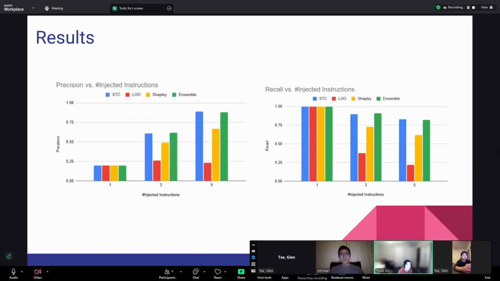So here we could see the number of injected instructions versus precision and recall. As we increase these injected instructions, precision does increase, with STC and Ensemble dominating LOO and Shapley. And then the same trend goes downwards, but a little bit less steeply, for recall, with STC and Ensemble still dominating over the other two.